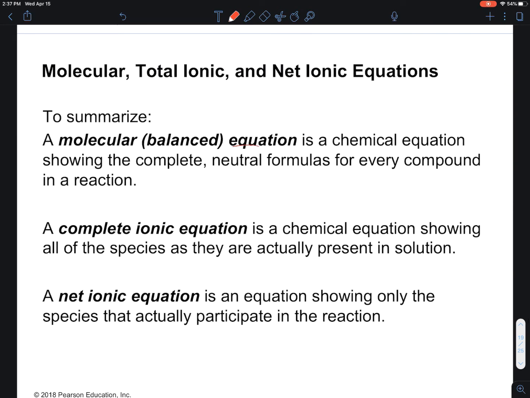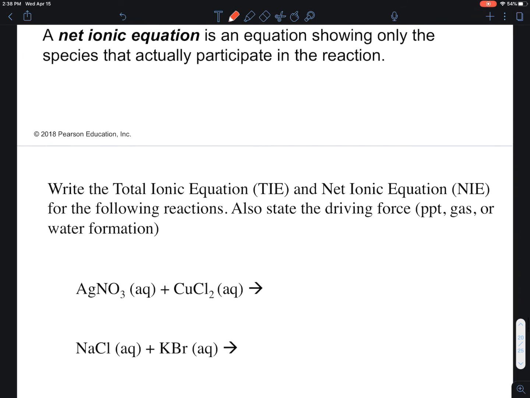All right, just in summary, your molecular or balanced equations are going to reflect everything in the equation. Complete or total ionic equations are only going to show the ions that dissociate. Remember, you don't separate solids, you don't separate liquids or gases. And then the net ionic equation is the equation that shows up at the very end, only reflecting the ions that have participated in the reaction and any product, be it solid, liquid, or gas, that forms.